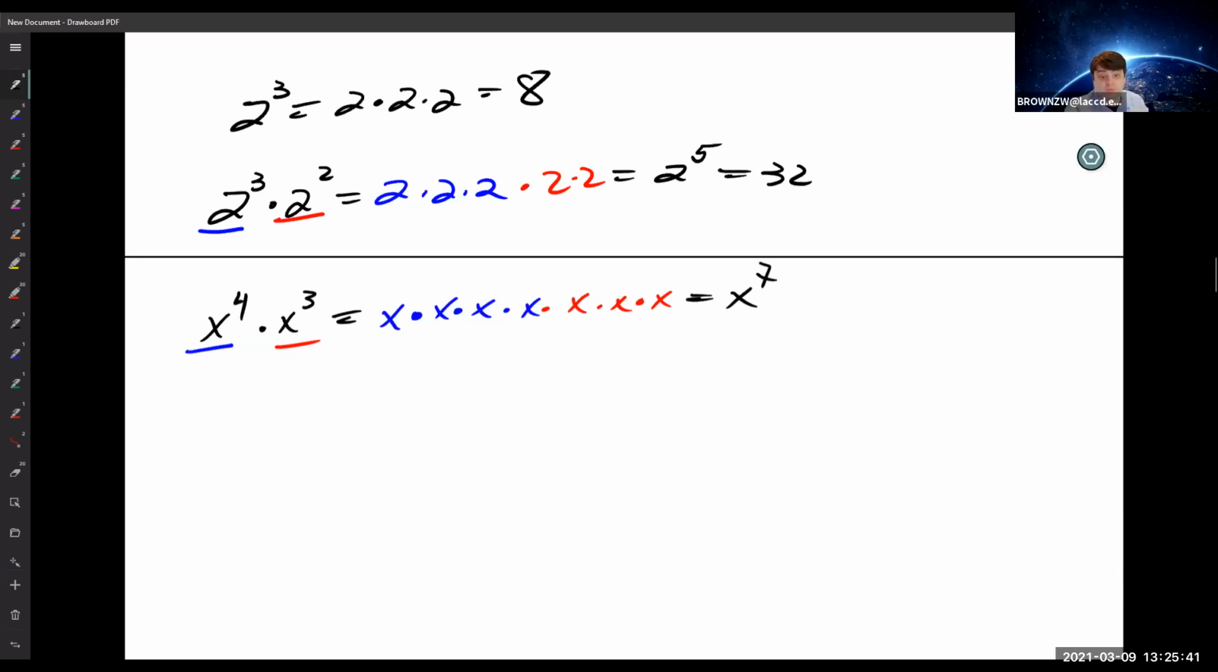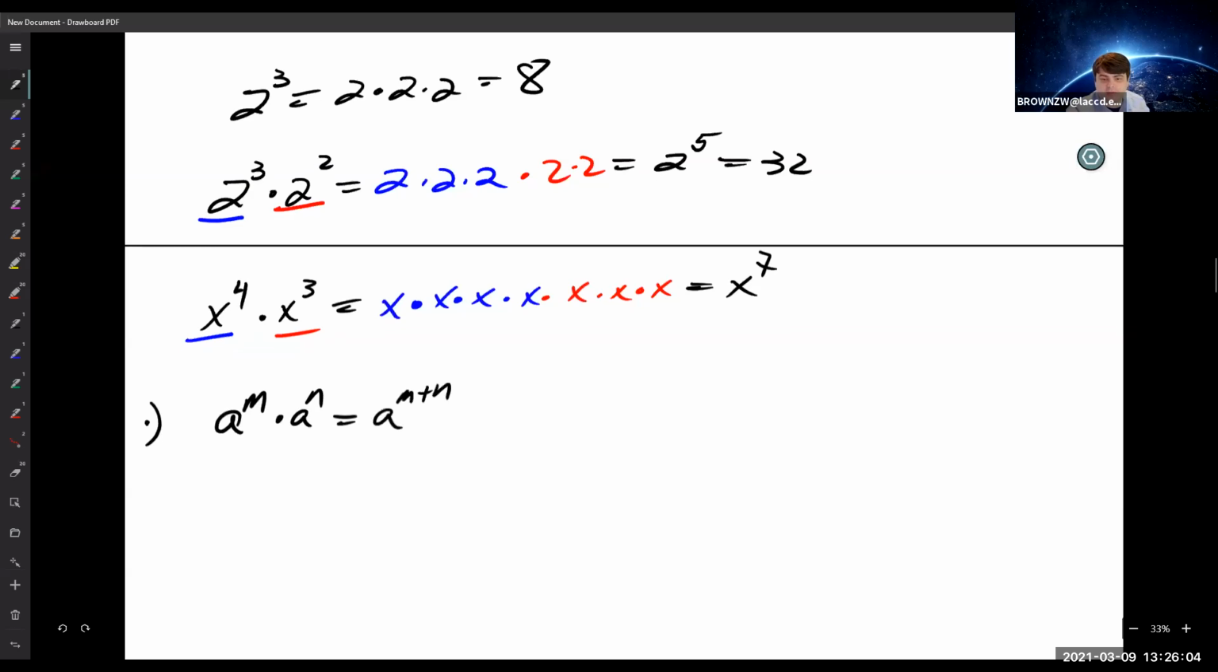So this is going to be our first power rule. We're going to have a couple. So in general, if you have something like a to the m times a to the n, it's important that they have the same variable base. But if they have the same variable base, we can just multiply them together by adding the two powers.